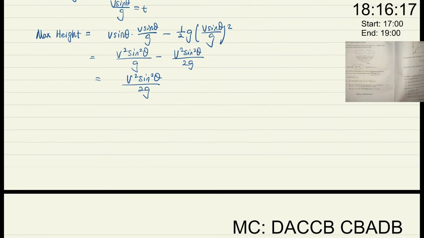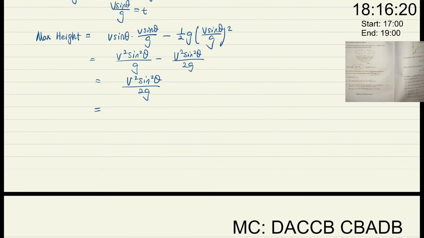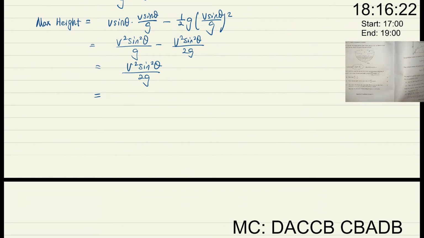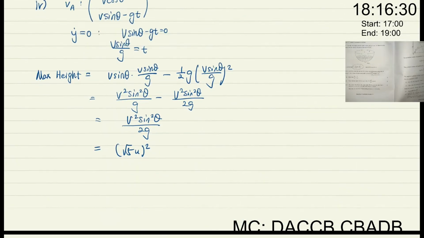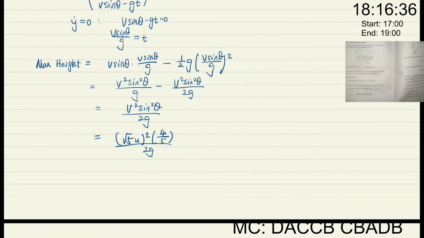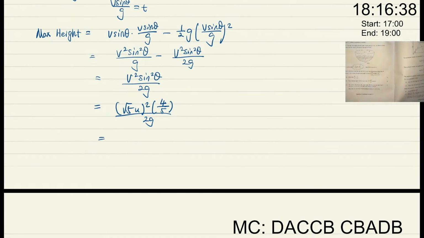Now, I have a feeling that we know all these things. We know V happens to be, from earlier in the question, root 5u. We know sine squared from the triangle up above, 2 on root 5 squared, so 4 on 5. And 2g is there. So the root 5 squared and the 5 cancel out, so we've got 4u squared on 2g. But they want it in terms of h, so simplifying it a little bit, 2u squared on g. What? Wait, what?